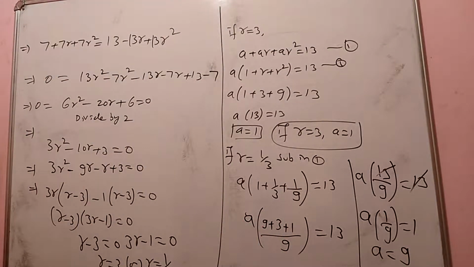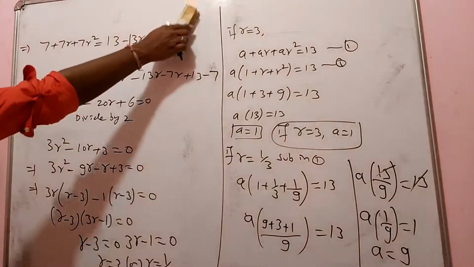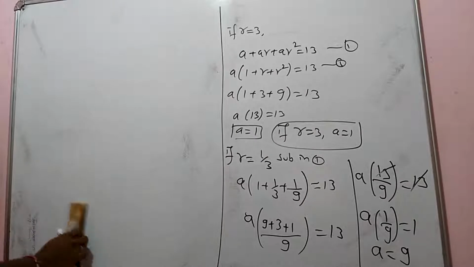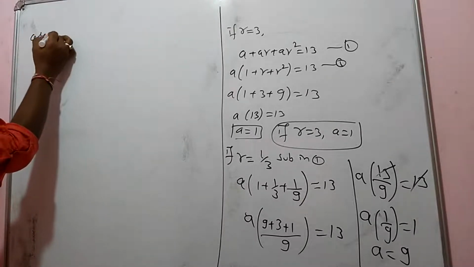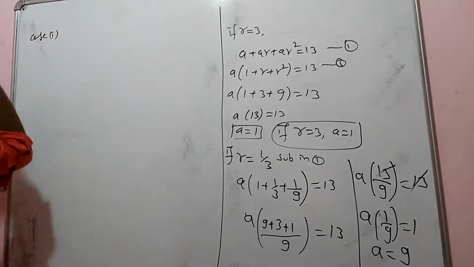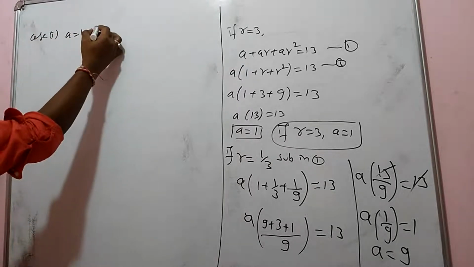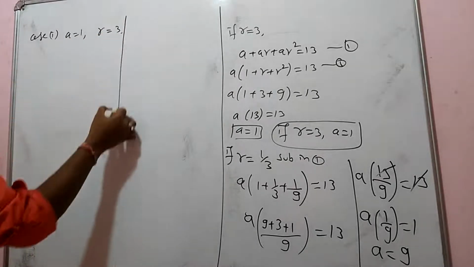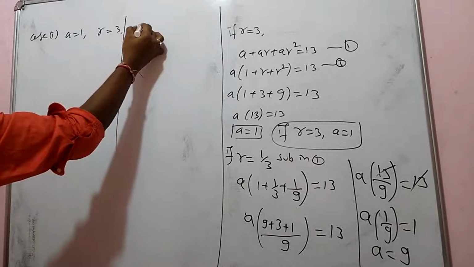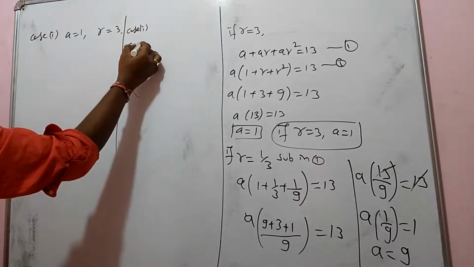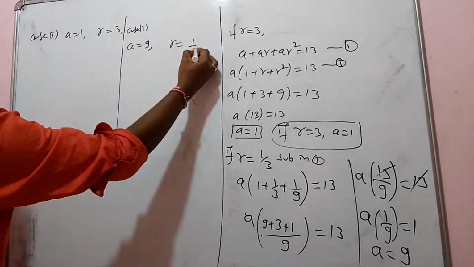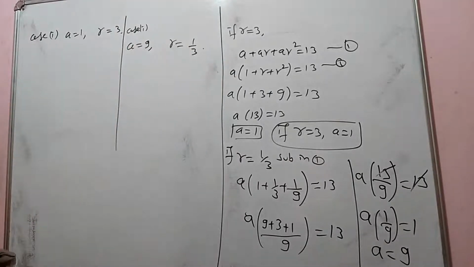So I got A is equal to 9, dear students. Hope you have understood. Alternately, this question has become very lengthy, right? So therefore, I got two cases here. Case one: if A is equal to 1, I got R is equal to 3. And another case is A is equal to 9 and R is equal to 1 by 3. This is what they have given, right?